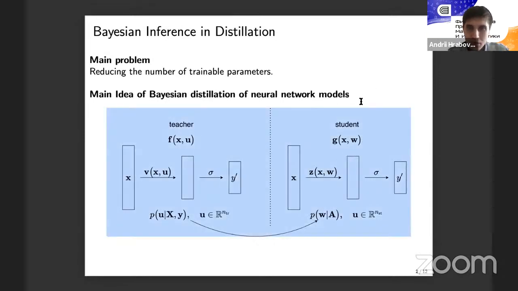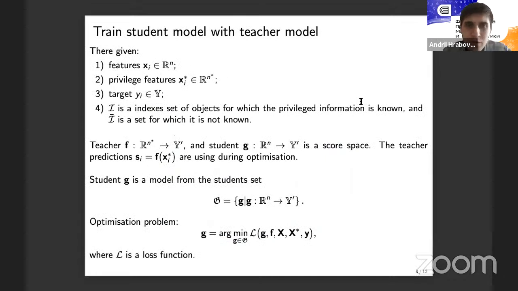This slide shows a generalized formulation of the distillation problem, proposed by Vladimir Vapnik and Geoffrey Hinton. Here we have the feature space for the teacher model, for the student model, and the privileged feature space for the teacher model. We have a target. It can be a classification task or a regression task, it doesn't matter. But the privileged feature can be given not for all objects from the data set, but only for some subset of this data set.